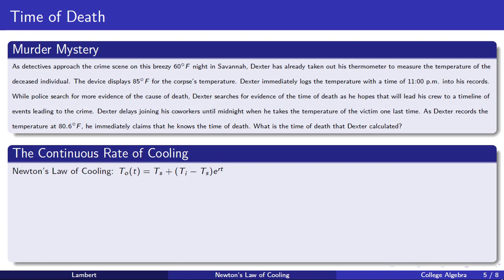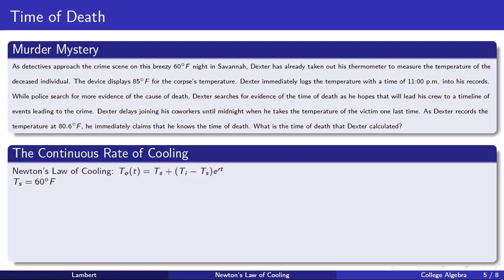So Newton's law of cooling, that's our formula again. The T sub O is the temperature of the object. The T sub S is the temperature of the surroundings. The T sub I is the initial temperature. The r is the rate of cooling, and t is the time. So we're going to first work with trying to find our r value.